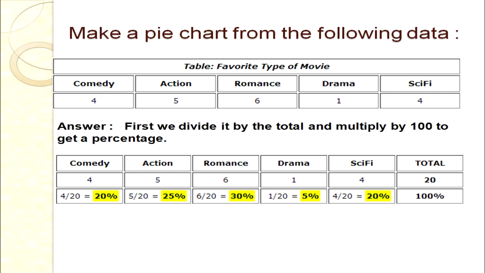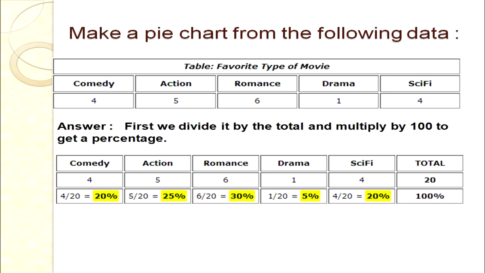Now, in step 1, we need to get the total of all these movies. How many movies are there in total? If we compute, we get 20 movies. For comedy, 4 by 20 into 100, we get 20 percent. Likewise, for action, 5 by 20 into 100, we get 25%. For romance, 6 by 20 into 100, we get how much percentage? 30 percent. Likewise, for drama and science fiction. Now, we cross check that the total percentage should come to 100.